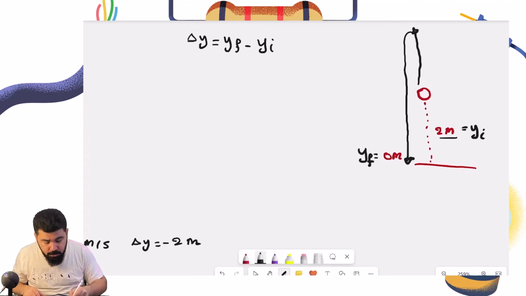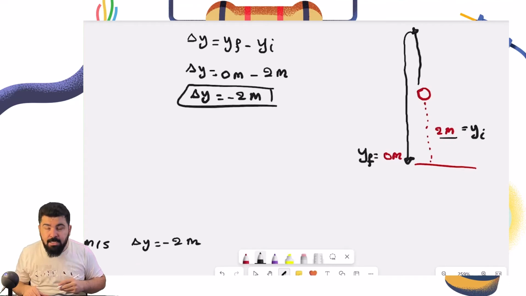Let's put this in the equation. Delta y is equal to 0 meters minus 2 meters. So delta y is equal to negative 2 meters. That's why we say it is negative 2.